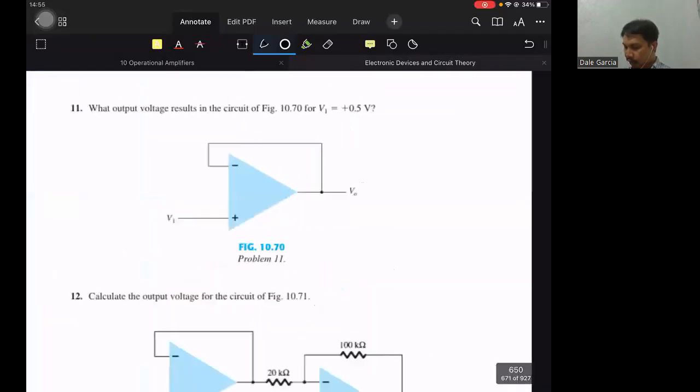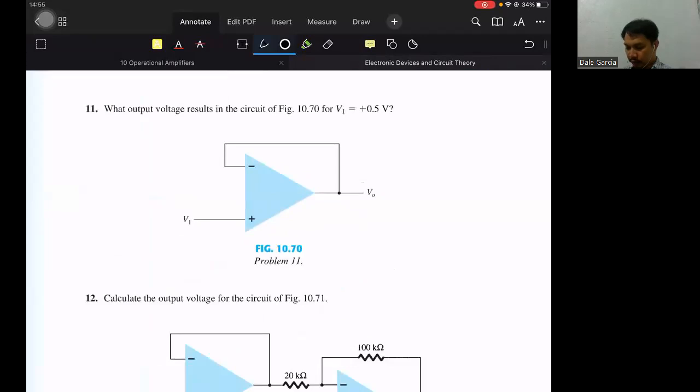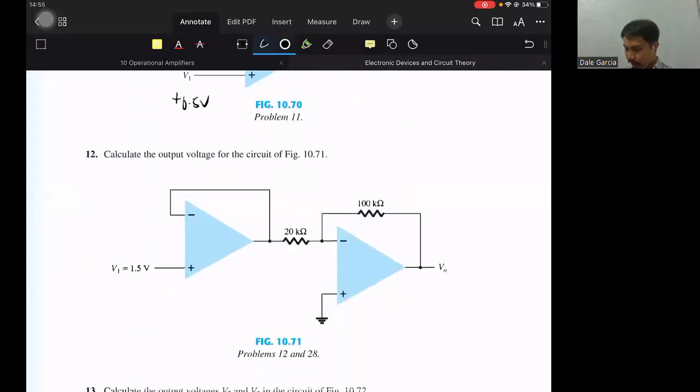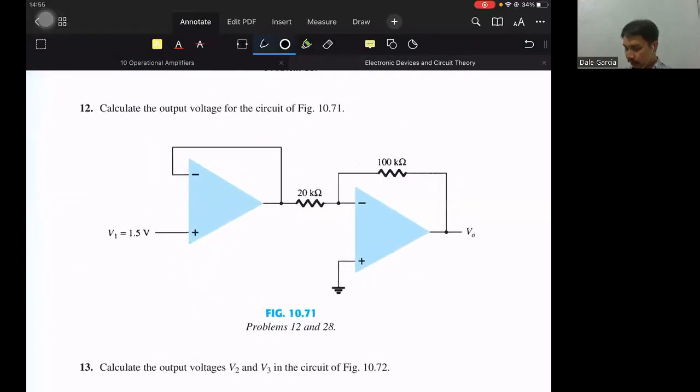This one, no need to solve. What output voltage results in 0.5? So if 0.5 delay, it's a buffer anyway, so 0.5 delay. Here we have stages, a two-stage amp.